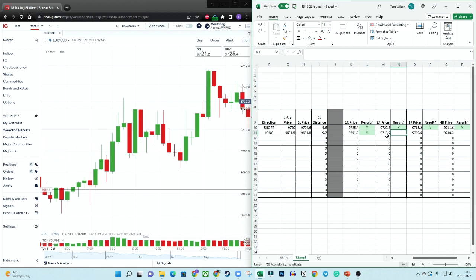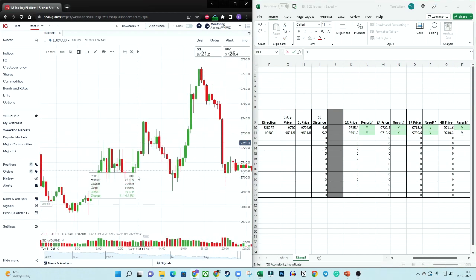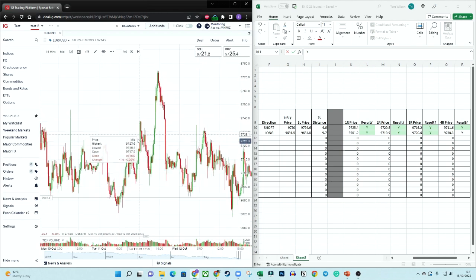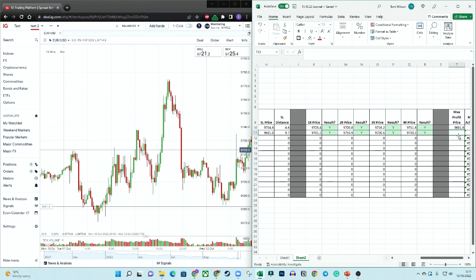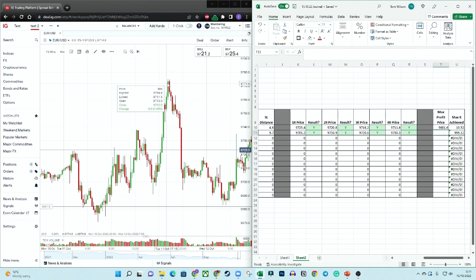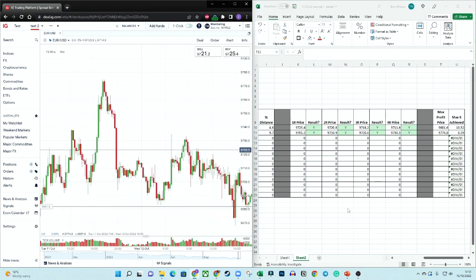9710, which is a yes there. 9720, which is a yes there. 9730, which it does get to again without hitting our stop loss line, and actually this gets quite a bit higher than that. So once again, go to our max profit, and that is 9774.8. 9774.8 goes in there, and that would be our maximum profit, just over 8.5 hours before it comes back down here to hit stop loss.